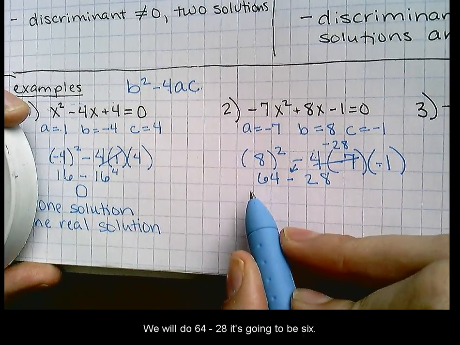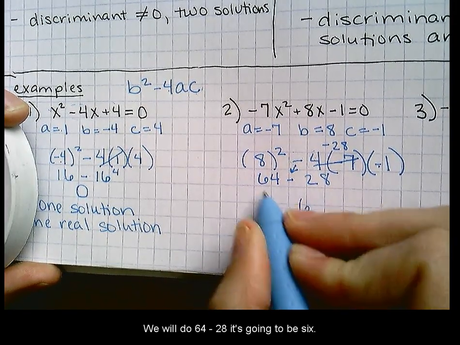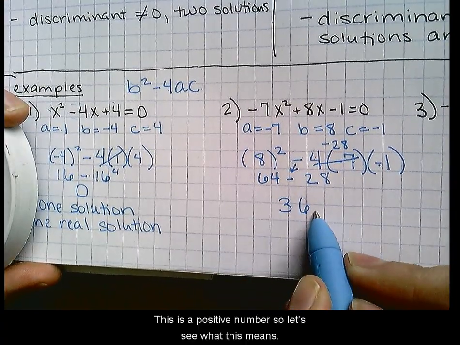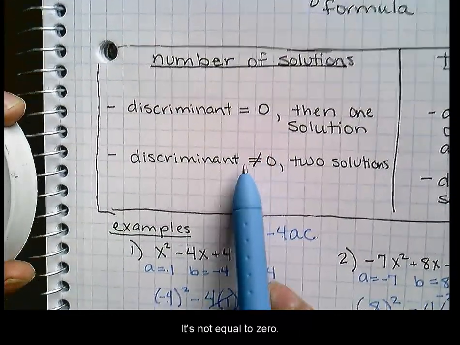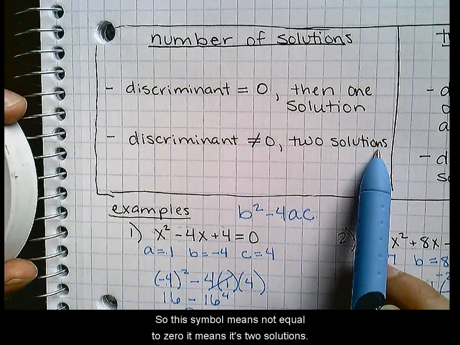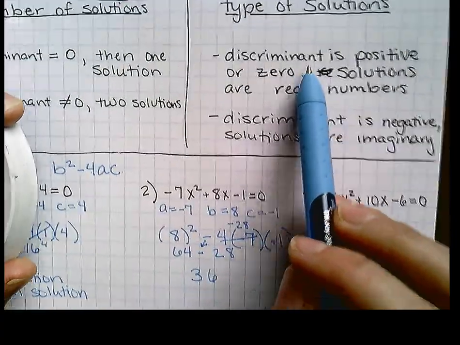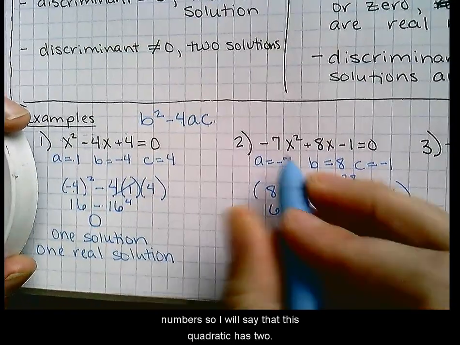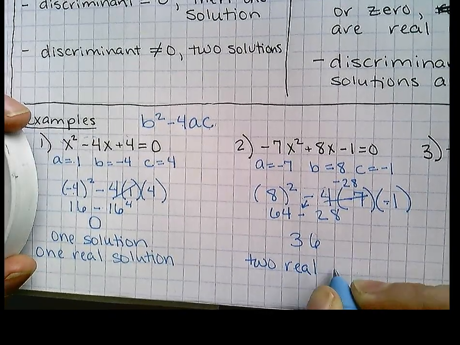Okay. And now we will do 64 minus 28. It's going to be 36. This is a positive number, so let's see what this means. It's not equal to 0, so this symbol means not equal to 0. It means it's 2 solutions. So 36 means that it has 2 solutions, and 36 is a positive number, so those solutions are real numbers. So I will say that this quadratic has 2 real solutions.